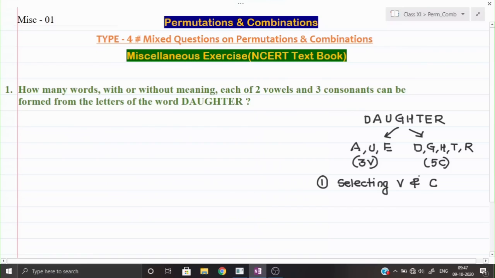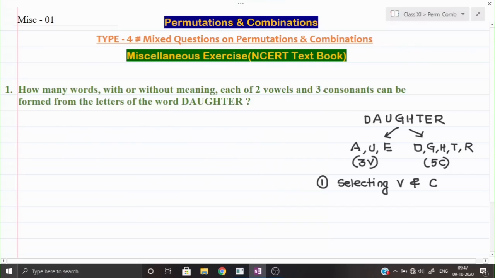Remember, here in step number 1 we are selecting vowels and consonants. How many vowels do we have to select? See, it is written over there. We have to select 2 vowels and 3 consonants. Which vowel comes first and which comes last doesn't matter.